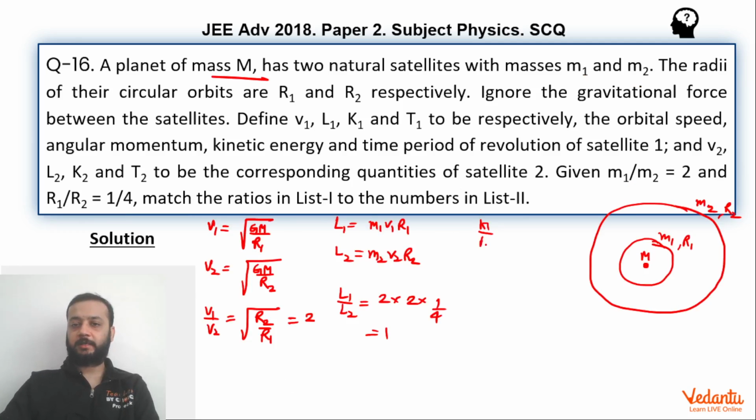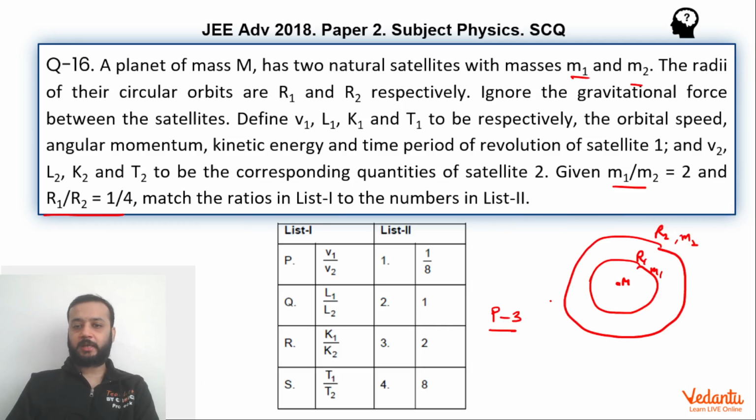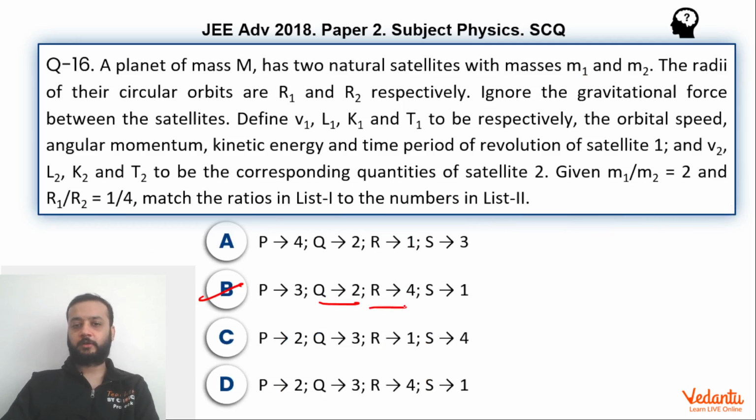Next is kinetic energy, which is again very easy. K1 by K2 can be straight away written as half m1 v1 square divided by half m2 v2 square, as the half will get cancelled. m1 by m2 is 2 and v1 by v2 whole square will become 4, so that means this will become 8. That means option R will match with 4, which is what we get over here.